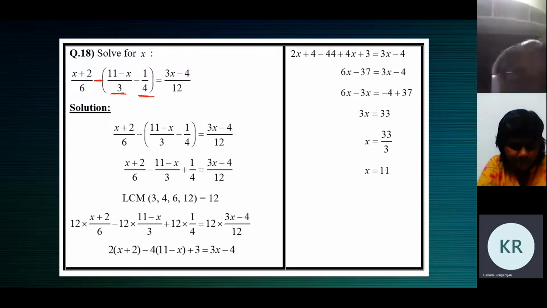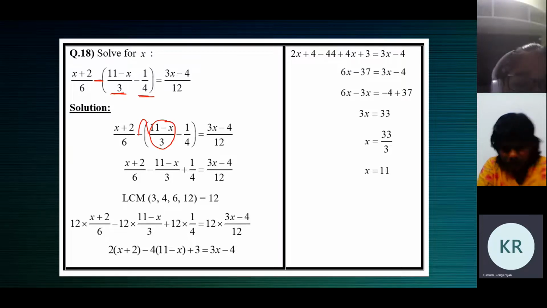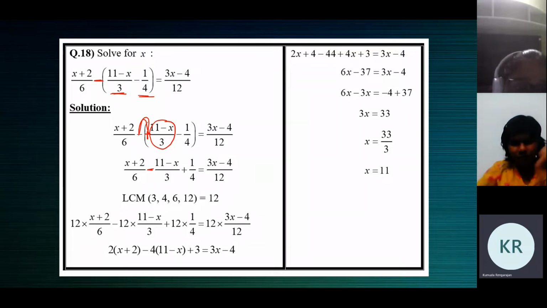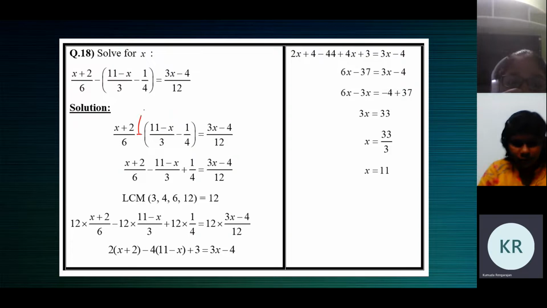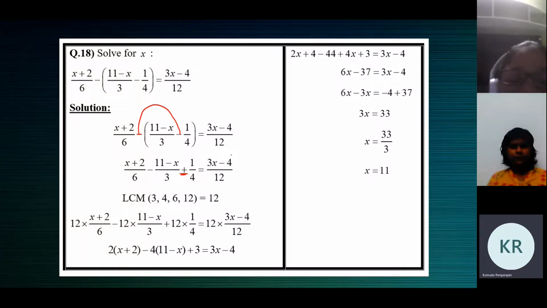How does that happen? I repeat, minus into plus. This term is preceded by a plus sign. There's no sign, so it's plus. Minus into plus is minus, and write that fraction as it is, 11 minus x by 3. Then again that minus sign, minus into minus, plus 1 by 4 as it is. So like this, we remove the bracket, equal to 3x minus 4 by 12.